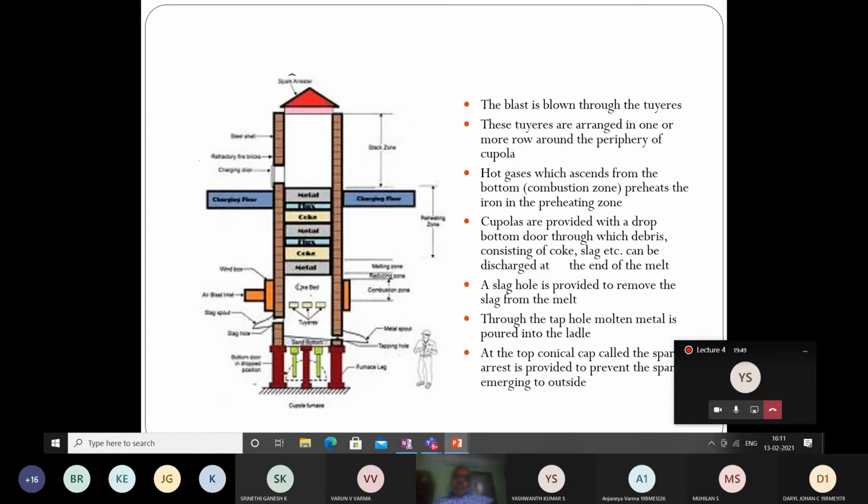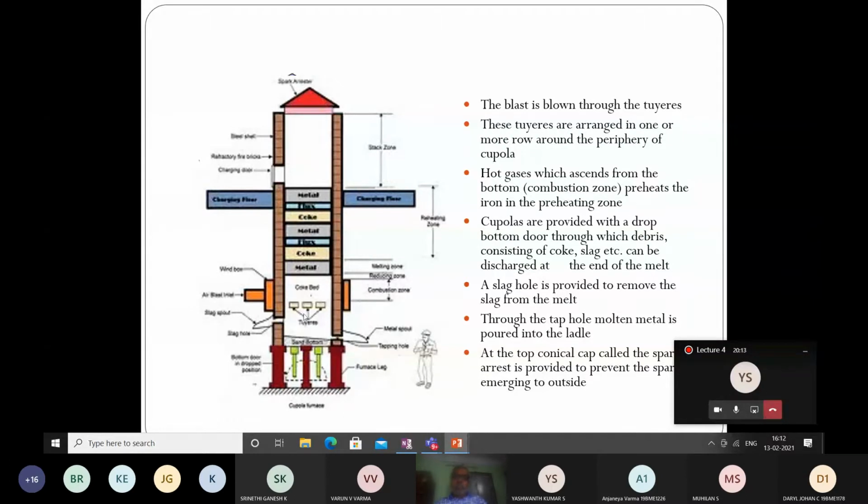We have to fire them using wood and other fuel. Usually in a cupola furnace, wood is used to fire them. Then air is allowed to go through the wind box. Through the wind box the air is allowed in, and then through the tuyeres the blast is created. The hot gases which ascend from the bottom preheat the iron ore.